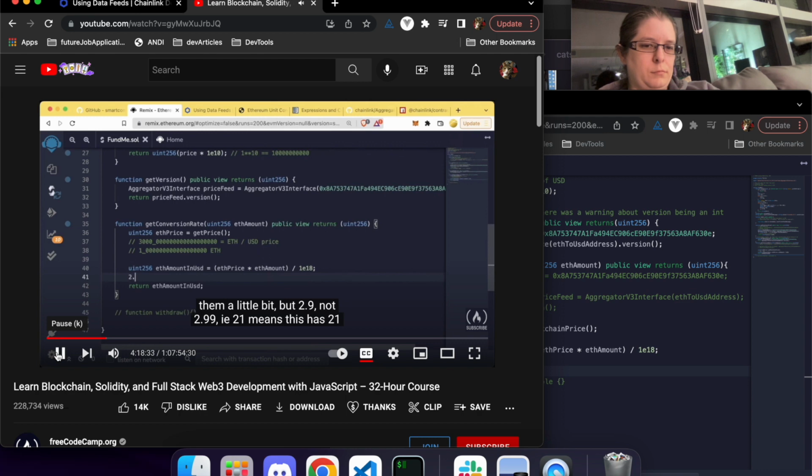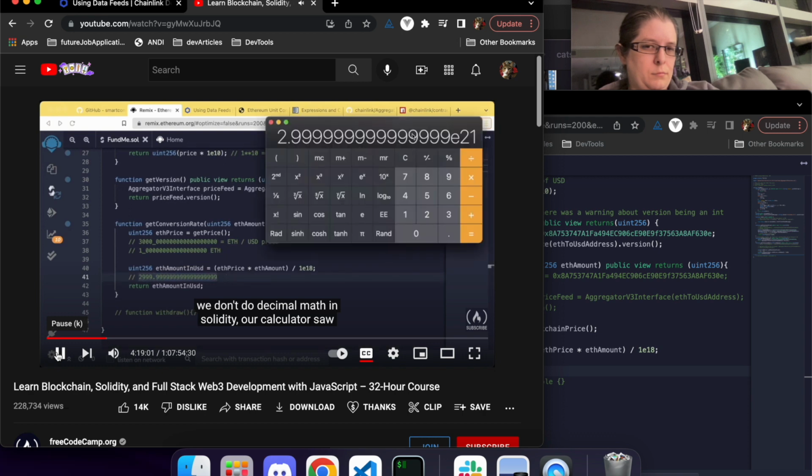2.99E21 means this has 21 decimal places. But actually, it should be 2,999.999999999. And this is actually exactly the reason why we don't do decimal math in Solidity.